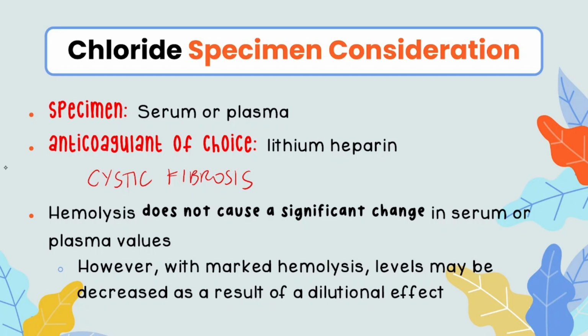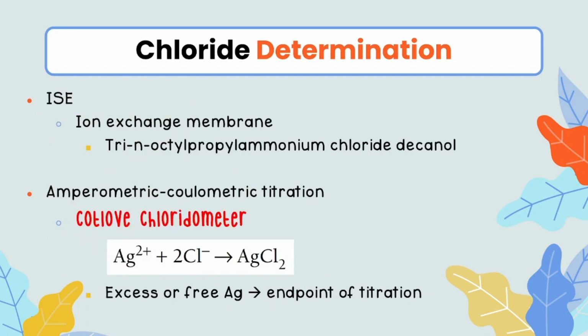So hemolysis does not cause a significant change in your serum or plasma values. However, with marked hemolysis, levels may be decreased as a result of a dilutional effect. So as usual, kids, in general, di po pwede si hemolyzed sa sample, so might as well do repeat collection if that's the case.